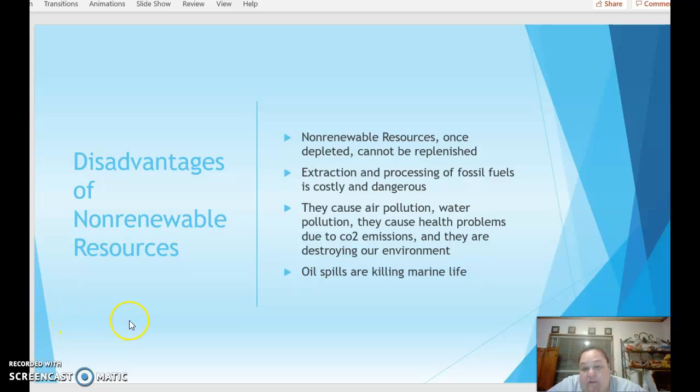The disadvantages of non-renewable resources are air pollution, water pollution, damage to human health, damage to animals, marine life, CO2 emissions, oil spills, environmental spills, and the list goes on and on.